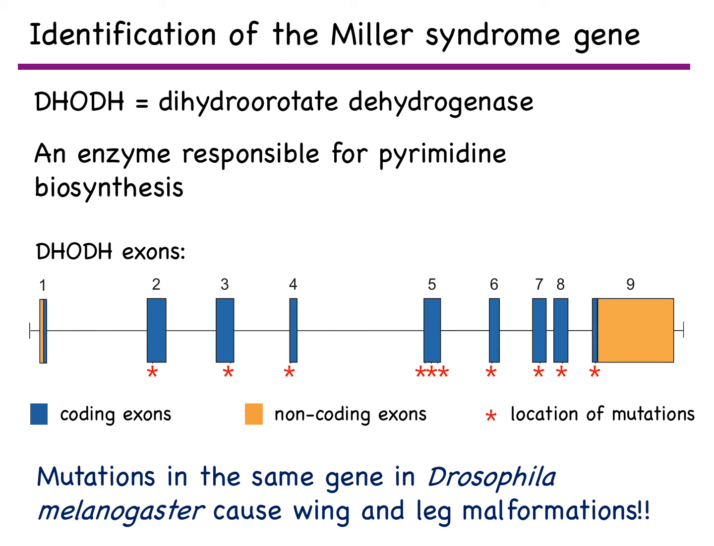So an interesting side point is that it turns out Drosophila has a DHODH gene as well, and mutations in that gene in Drosophila give rise to wing and leg malformations. So it looks like Drosophila might actually be a pretty good model system to study the mechanisms underlying this disease and maybe to try and develop treatments as well.